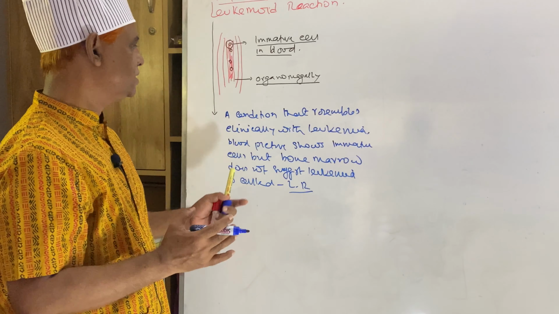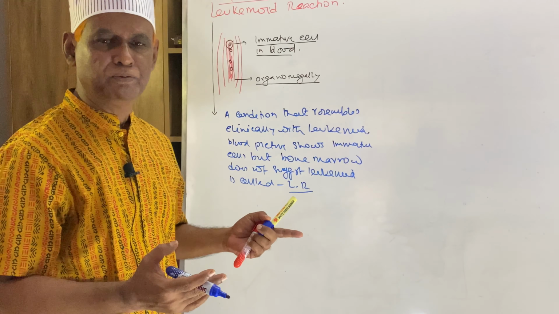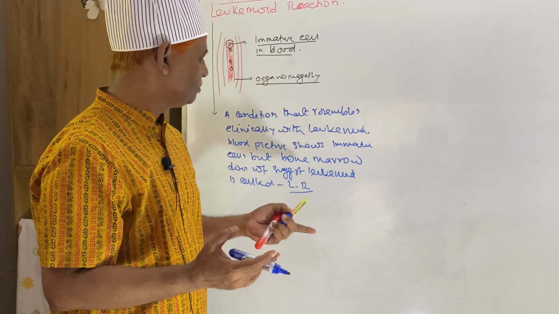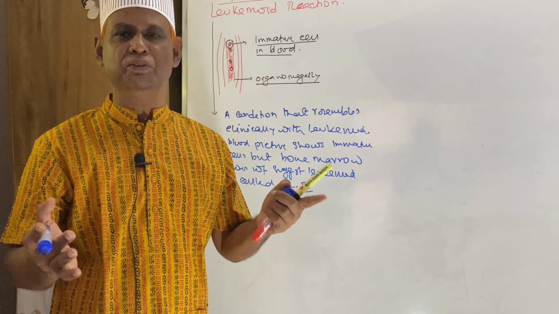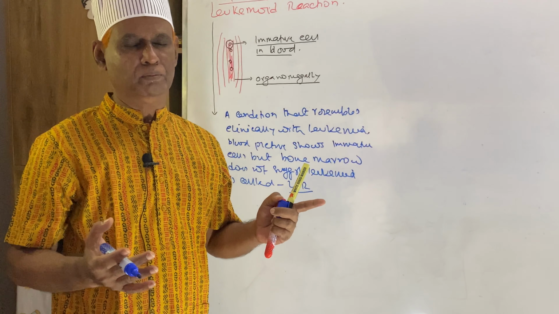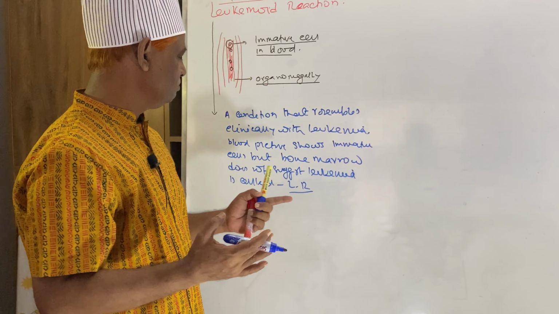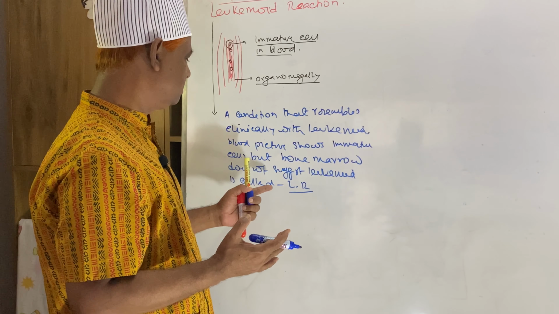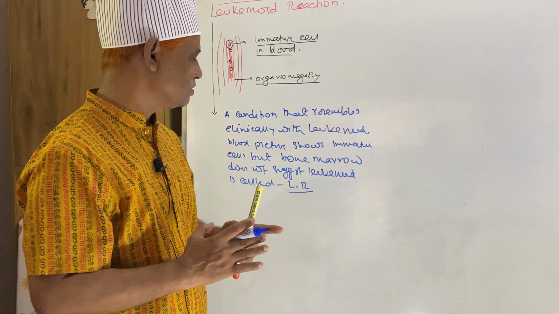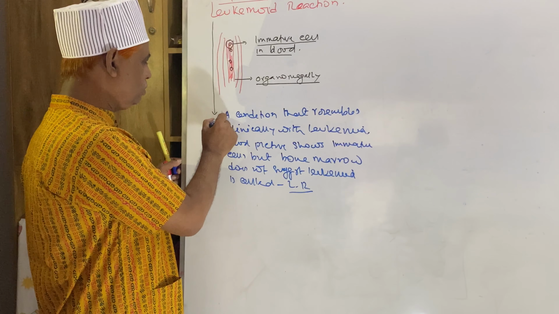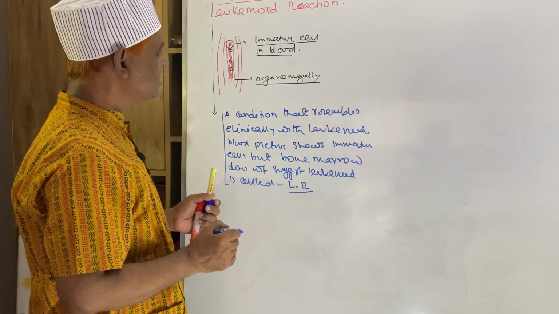It is a condition that resembles leukemia clinically. Like leukemia, the patient may come to you with fever, with infection, and the patient may show a blood picture like that of leukemia, with immature cells. But if you do the bone marrow of that patient, the bone marrow does not show any features of leukemia. So, this is called Leukemoid reaction. It is a leukemia-like condition, but not leukemia.